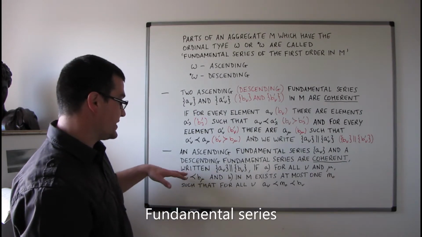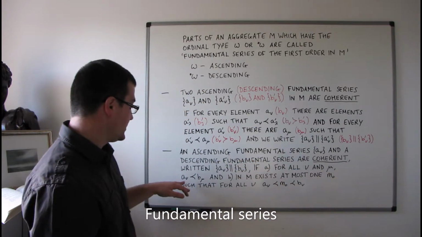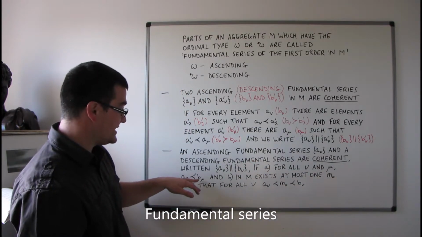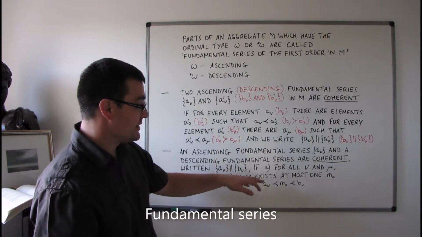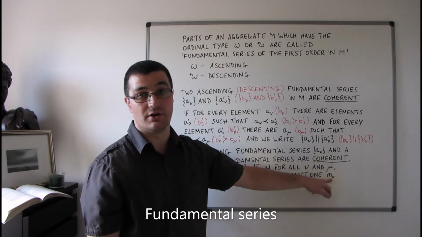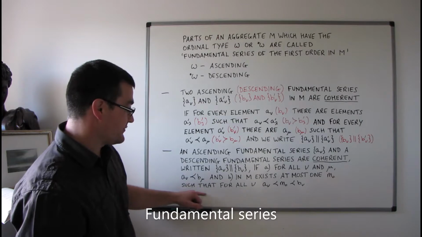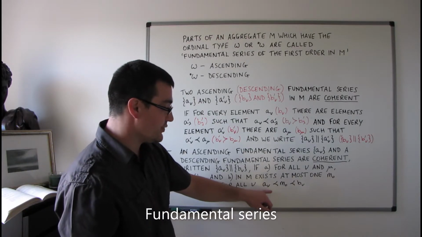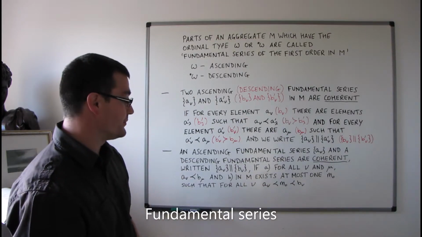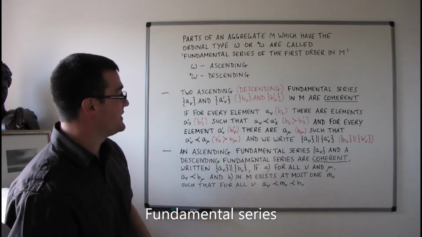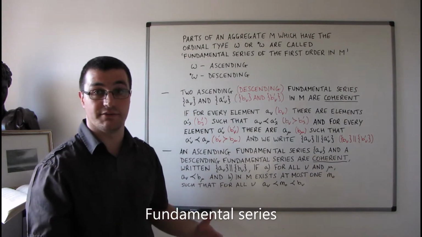And what that means is that if for all nu and mu, A nu precedes B mu, and B if in M there exists at most one M naught, so there might be 1, there might be 0, such M naught, such that for all nu, A nu precedes M naught, which precedes B nu. So they're the definitions of coherent fundamental series and coherent fundamental series.